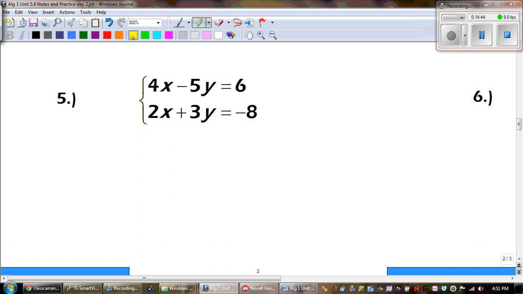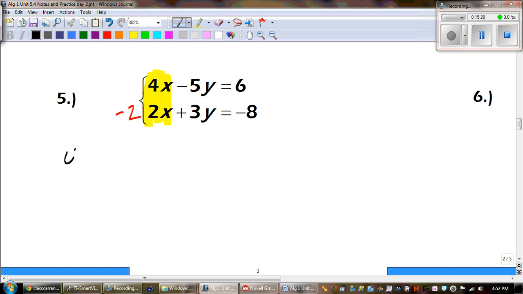Okay, what would you like to cancel? Do you want to cancel the x's or the y's? Now, you might be like, well, Mr. Grice, the y's are opposite, and you said that we could cancel them. Yeah, but if we wanted to cancel them, the lowest common multiple is 15, which means I'd have to multiply by a 3 and a 5, which you can do. It's a lot more work. I think it's easier to cancel the x's. And if we cancel the x's, I can multiply by, that's right, -2.